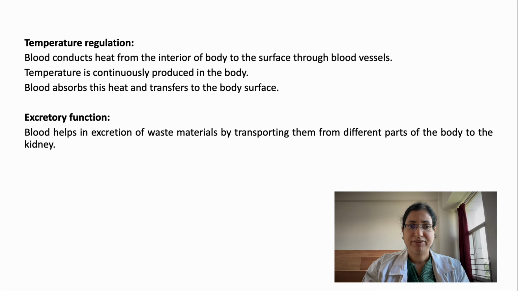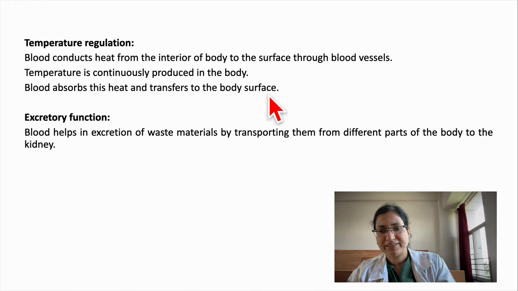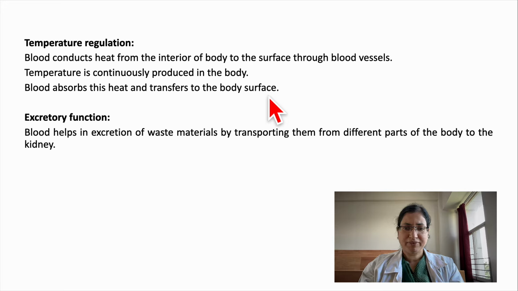So temperature regulation, this is another important function of blood. Blood conducts the heat from the interior of the body to the surface through blood vessels. Heat is continuously produced in the body. Blood absorbs this heat and transfers it to the body surface. So for the survival of our body, temperature regulation is very, very important, and blood helps in the regulation of temperature.